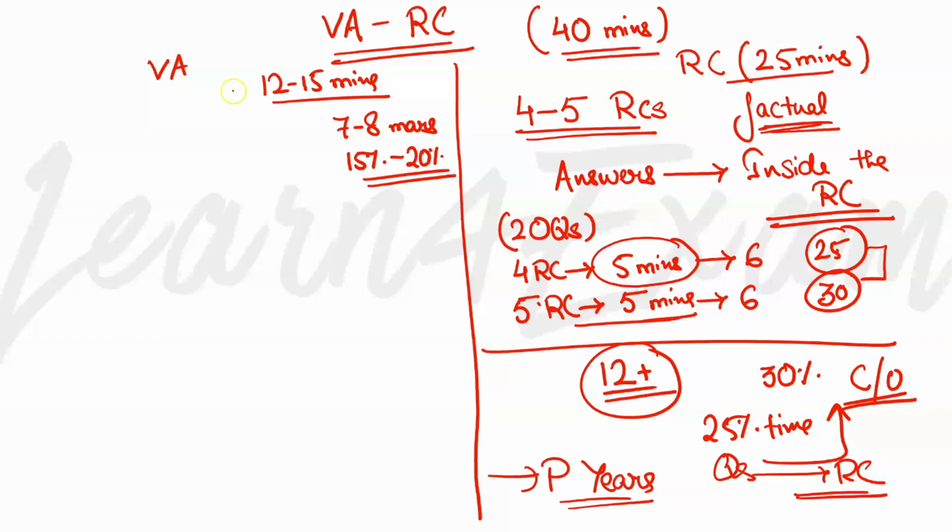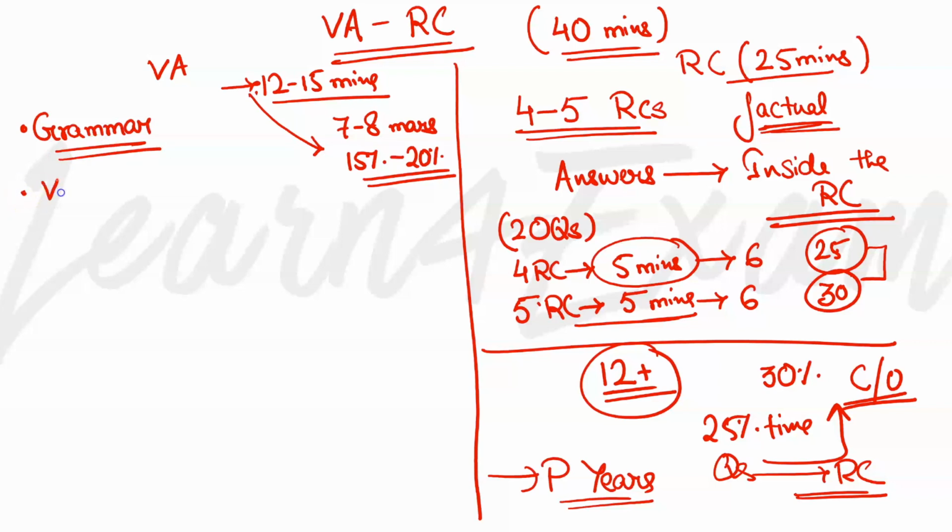So expending 12 to 15 minutes, I am getting somewhere around 15 to 20% of the total cutoff. What are the most important things that you have to learn? You have to be very thorough in grammar. They would be asking you figures of speech, parts of speech, and other things related to grammar. So grammar plays a very important role.